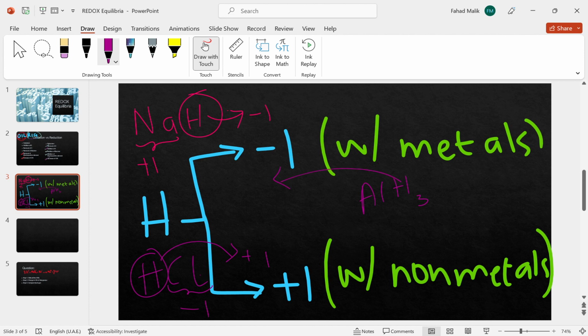Now, the other example is HCl. Cl is non-metal, so H is going to be +1. The other is water. Oxygen is non-metal, hydrogen is going to be +1. The other example is ammonia, NH3. N is non-metal, hydrogen is going to be +1, right? This is so simple. So we are done with that.